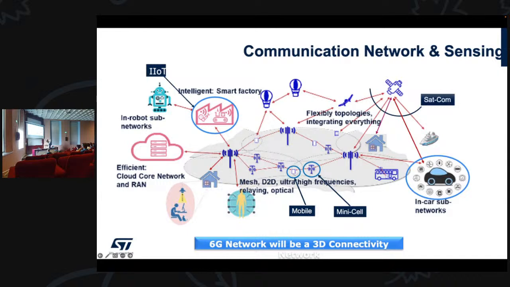Obviously, we have intelligent IoT in the smart factory. We can use light at home to transfer data. We have the mobility with the car, with the bus, with the boat, and everything will be connected. And the target for the 6G is that everywhere you are, you will have the same service.